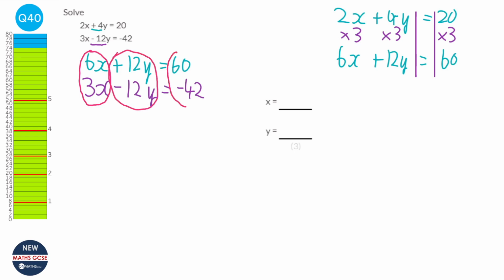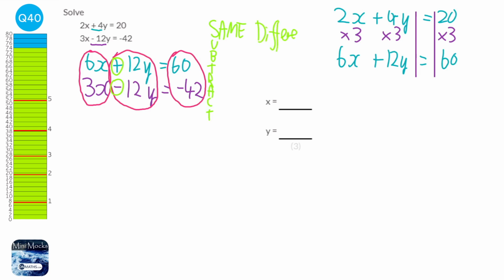Now for the coefficients that are the same, which is y, we're going to look at the signs. Are the signs the same or different? Well, if they're the same, we're going to subtract. If they are different, we're going to add. So the d in different is the d in add, the s in same is the s in subtract. Well, they are different, one's a plus, one's a minus, so we are going to add.